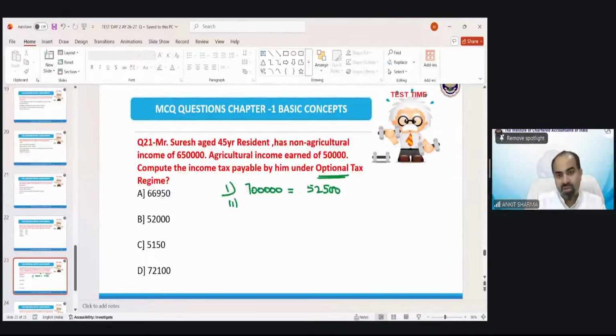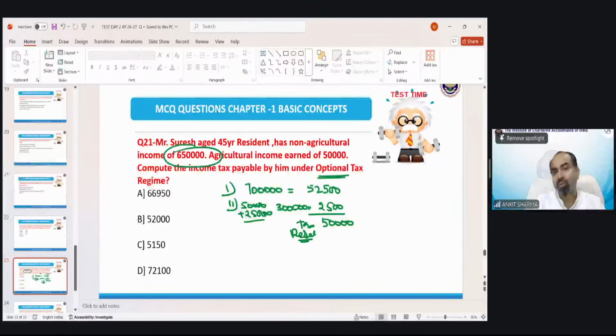52,500. Second step would say calculate tax on basic exemption plus agricultural income. So agriculture is 50 and basic exemption would be 250 in this case. So technically we have to calculate tax on 3 lakh rupees. That would be 2,500. So 50,000 would be my tax. Whether rebate would be applicable, because my non-agricultural income was exceeding 5 lakhs, so no rebate. On this 50,000 rupees, I have to apply the cess 2,000 and my tax liability would be 52,000.